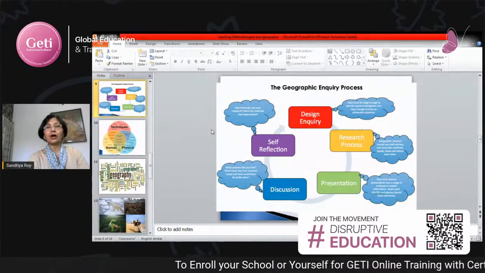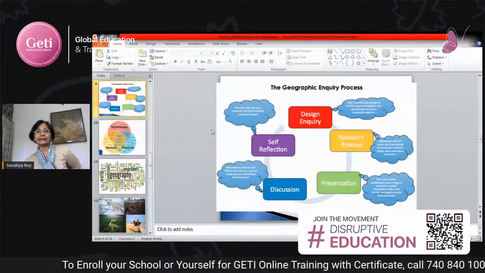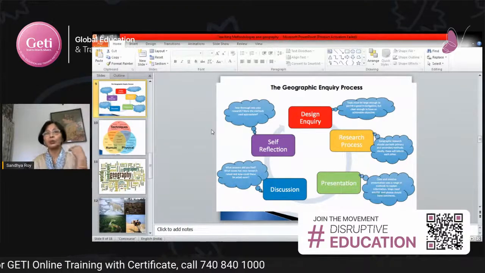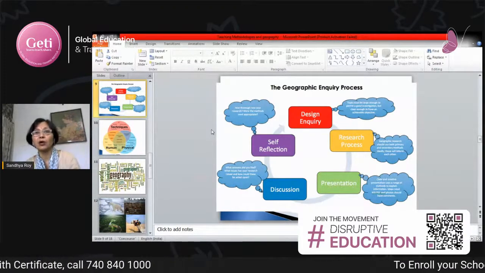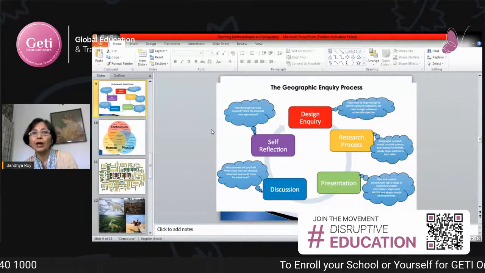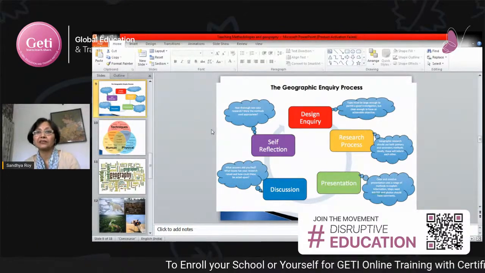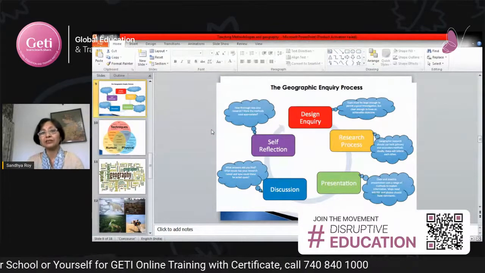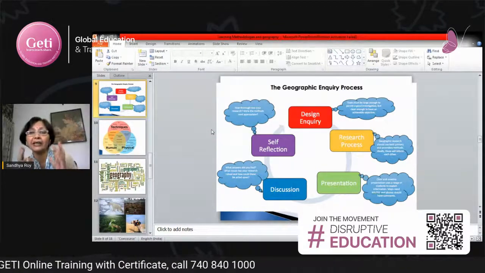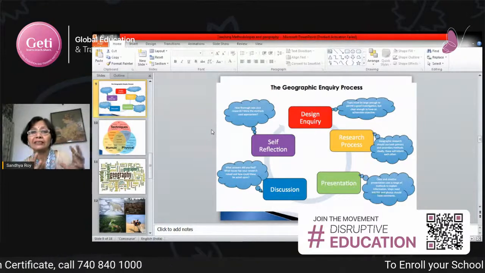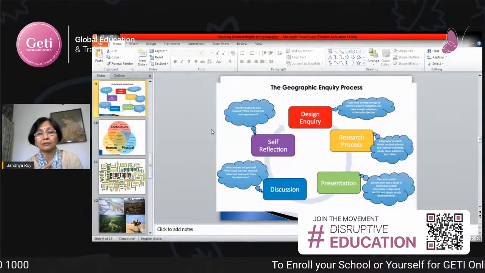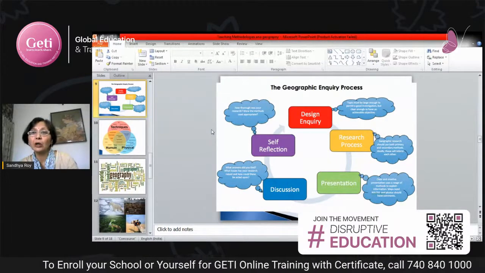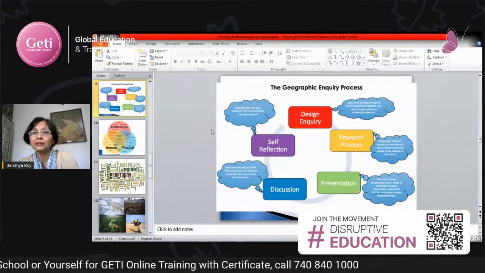Then, how can we apply all these things when we see the geographic inquiry process? This is designing the inquiry. How do we design the inquiry? The topic must be large enough to permit a good investigation, but clear enough to have an achievable objective. So this should be in the mind of a teacher, how we can select a topic for the purpose. Then comes the research process, how we are going to give them the research process.